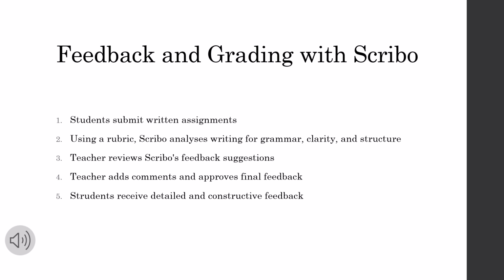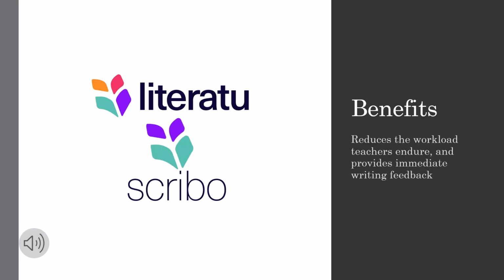Scribo helps with grading and giving feedback on student writing. Students upload their written assignments, and Scribo uses an AI-assisted rubric to analyze grammar, clarity, structure, and more. The teacher then reviews the AI's feedback, adds any additional comments, and approves it. This allows students to receive detailed and constructive feedback much faster than they would have through traditional grading. The main benefit here is to reduce workload. Teachers can maintain quality feedback while saving time, and students don't have to wait days to find out how they can improve.